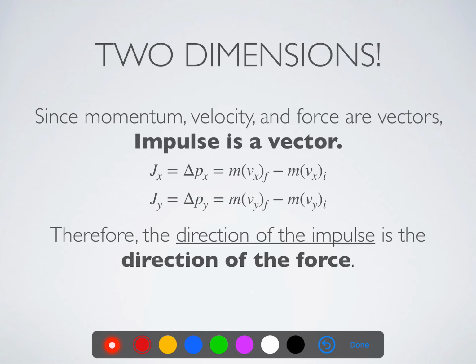Since momentum, velocity, and force are all vectors and they are all involved in this equation, that means that impulse J is a vector, which means that we can split it into components. We can have an x component of J and a y component of J based on the direction of that velocity. Now we're primarily going to work with one-dimensional examples, so that's either momentum entirely in the x world or momentum entirely in the y world. However, it can be in two dimensions. Therefore, the direction of the impulse is equivalent to the direction of the force.